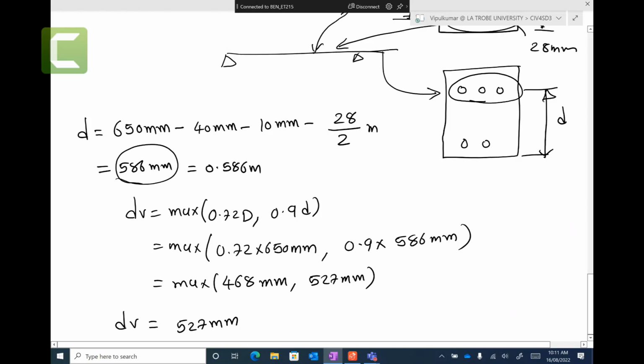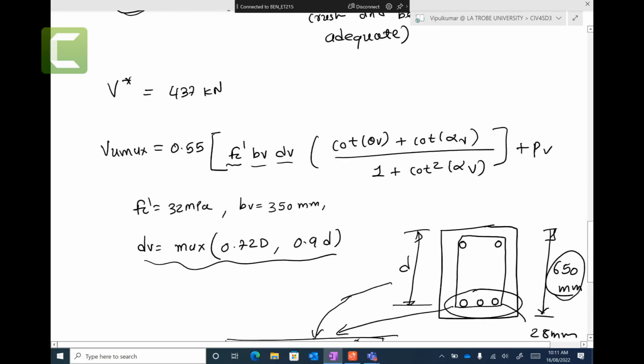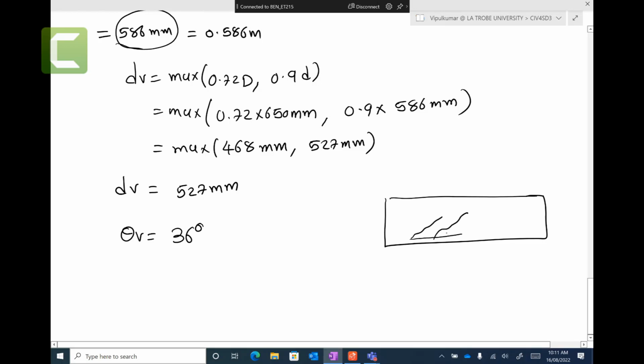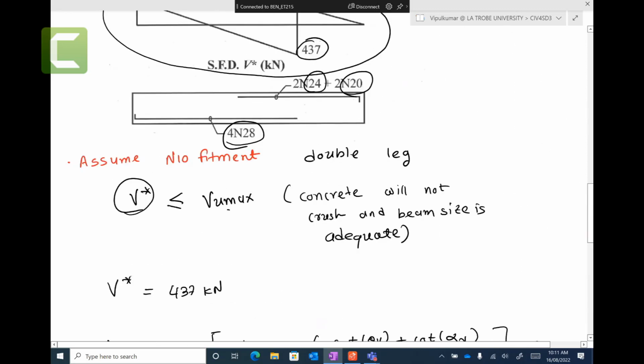Now we got dV, and next is theta v. Theta v is equal to 36 degrees. What is theta v? If you take a beam, you will have a crack. That crack angle is theta v. In our standard, it is theta v equal to 36 degrees.